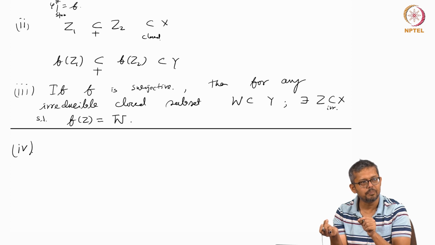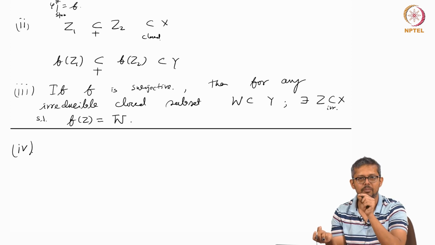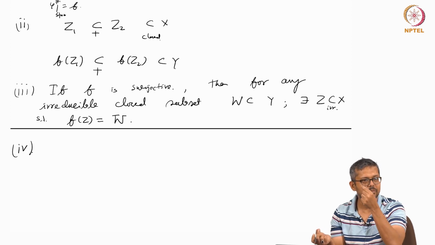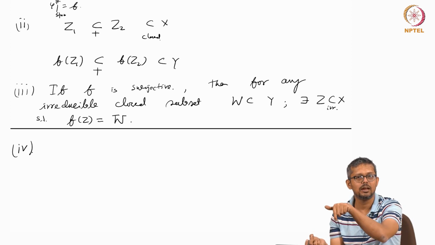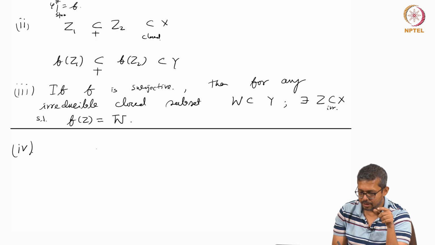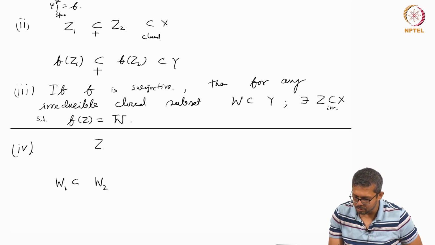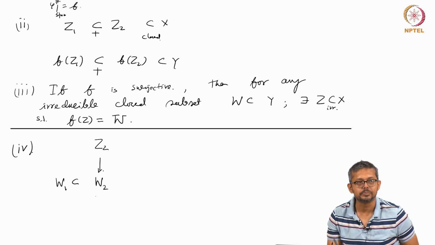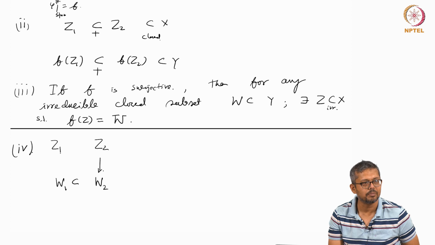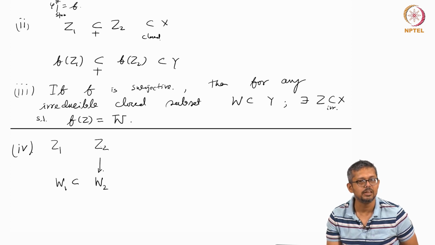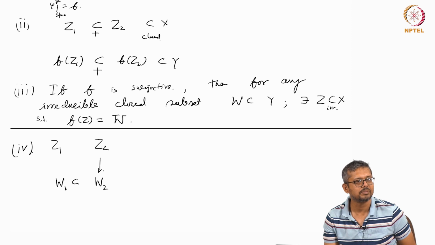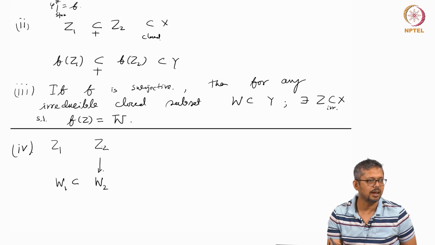Whether W1, if you take a closed subset W1, will also come from some W1 prime. What I am saying is, suppose you have two closed subsets, W1 and W2. You know that W2 is coming from some Z2, and W1 will come from Z1, but you don't know whether Z1 is inside Z2 or not, right? What it says is that it is actually the case.